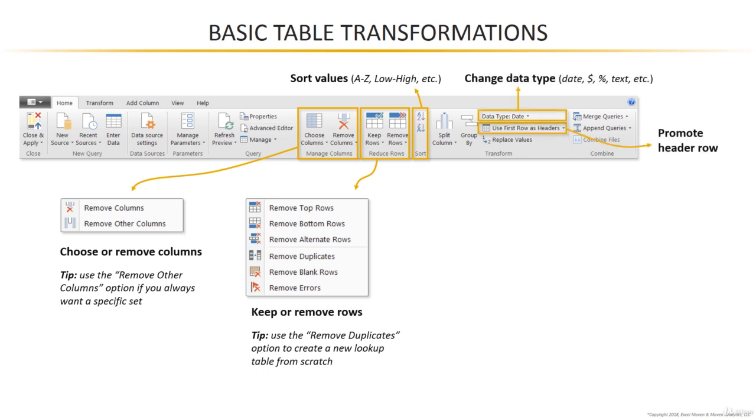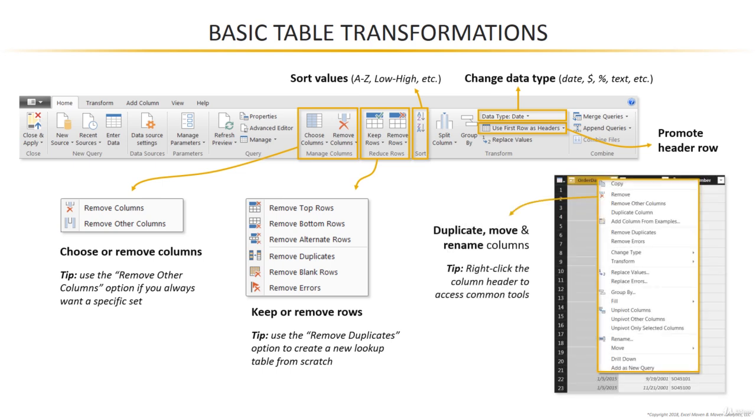You'll also find some basic sorting options, A to Z, low to high, etc., as well as options to change your data types or promote your header rows. Now, Power BI is pretty smart about headers. By default, it should identify and promote those header rows for you, but in case it doesn't, you can always do that manually using this tool here. And then last thing to call out, if you right-click any column header, you can access a lot of these same common tools, plus do things like duplicate, move, or rename columns.